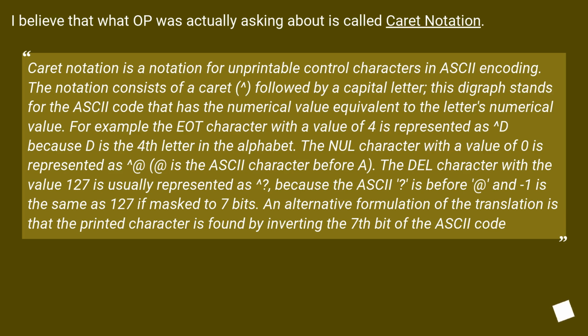The DEL character with the value 127 is usually represented as ^? because the ASCII question mark is before it and -1 is the same as 127 if masked to 7 bits. An alternative formulation of the translation is that the printed character is found by inverting the 7th bit of the ASCII code.